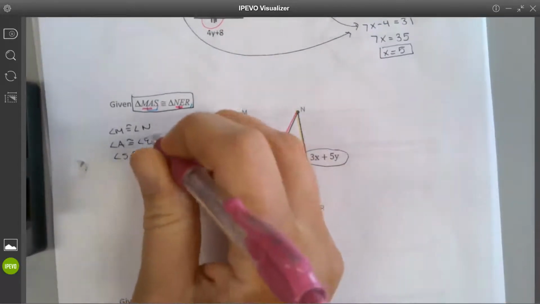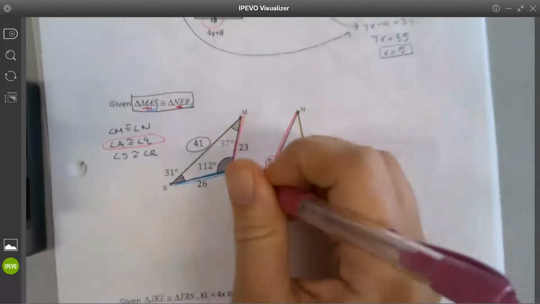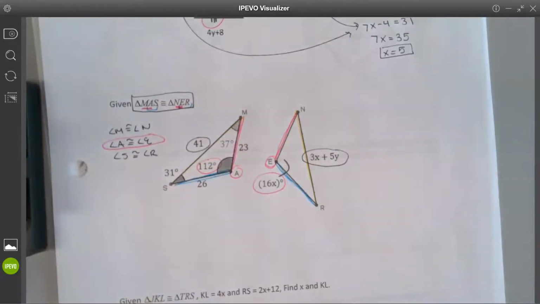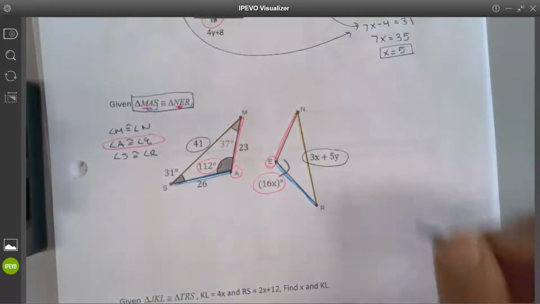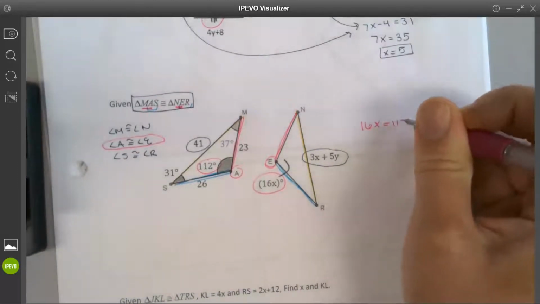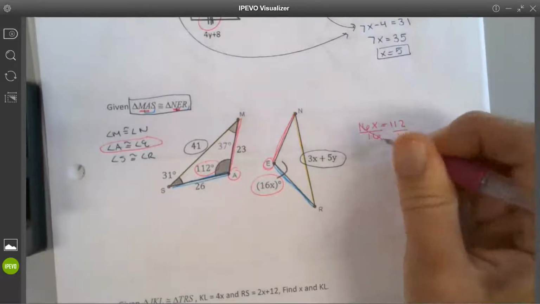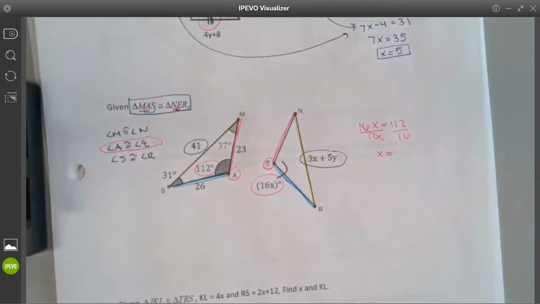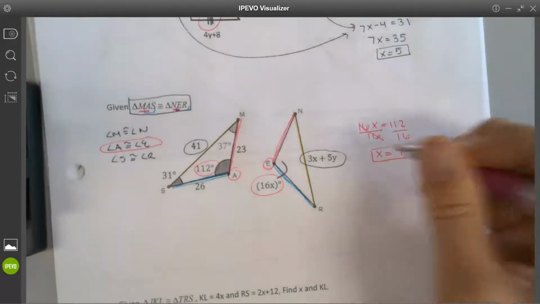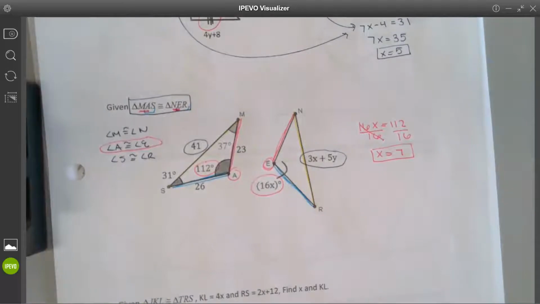Now angle E is congruent to angle A. Okay? Angle E is congruent to angle A. I know that because of this statement. It tells me which ones match up. Okay? So I know that 16x equals 112. Okay? And then I divide by 16 and x equals 7. Okay. So first I had to find x.